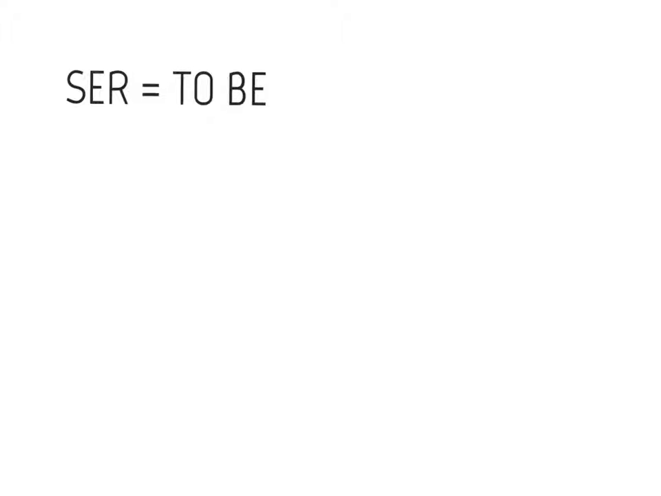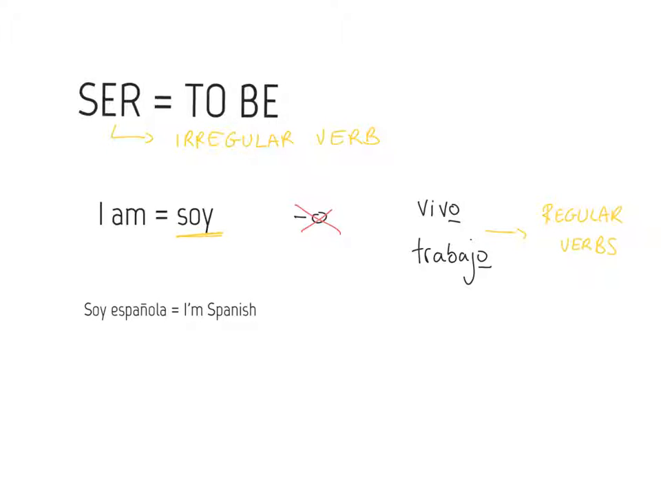Now, there is an irregular verb in Spanish called ser, which in English means to be. Now, to say I am, we say soy. We don't use the ending O as we do with the regular verbs. Soy española, I'm Spanish. Soy profesor, I'm a teacher.